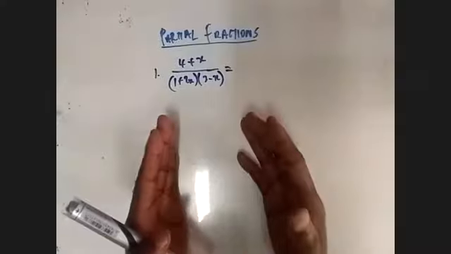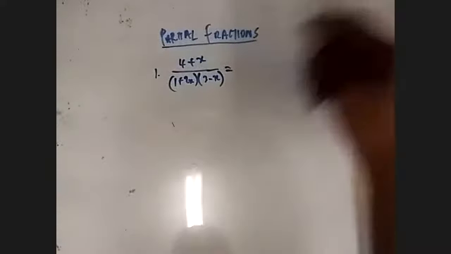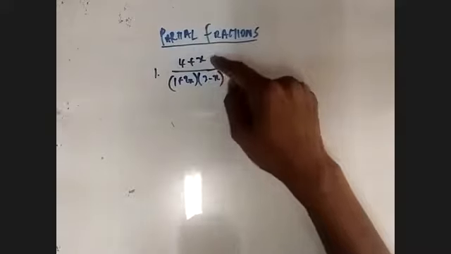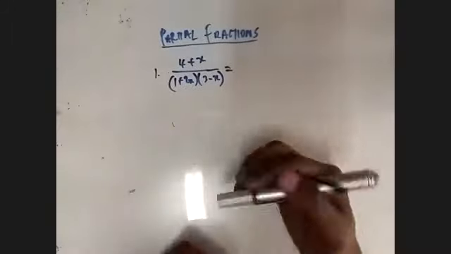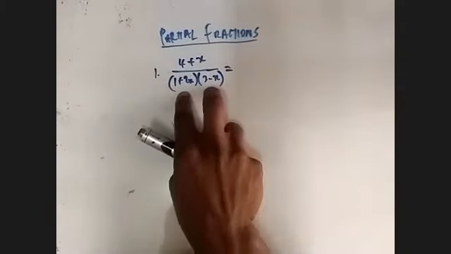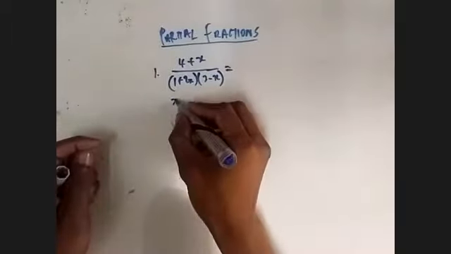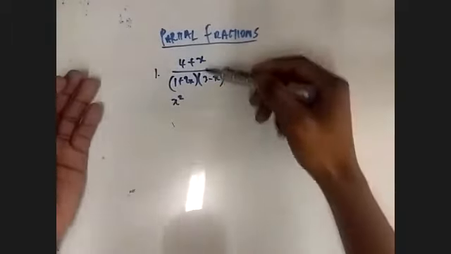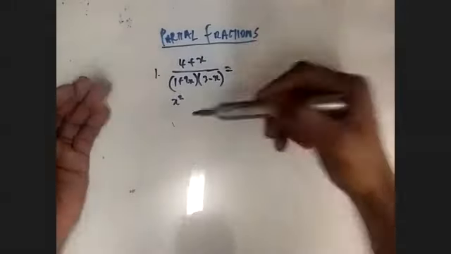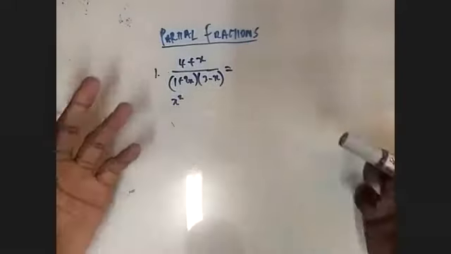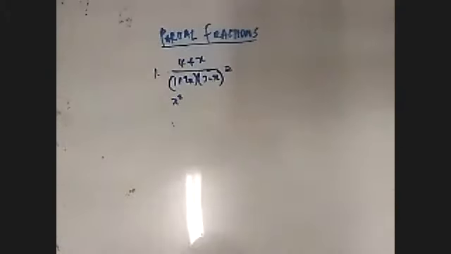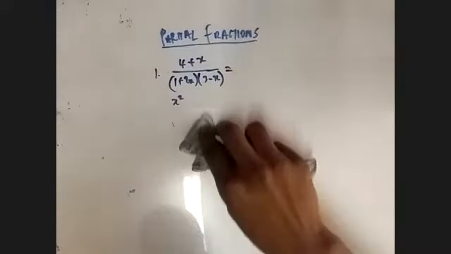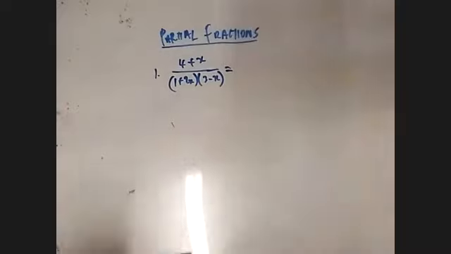The second rule: is the degree of the numerator greater or less than the degree of the denominator? This is how you check. If you've got two factors, the highest degree you have in the denominator is x squared. So is the degree of the numerator greater than the degree of the denominator? No. Which means we do not need to do anything that has to do with long division.